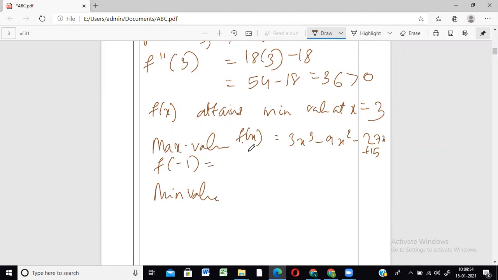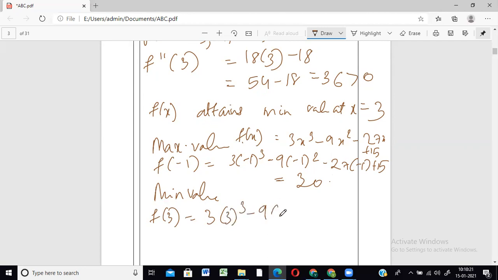Okay, so the maximum value will be 3 into -1 cube minus 9 into -1 square minus 27 into -1 plus 15, and then when you calculate it, the answer will be equal to 30. All right, now what will you do for minimum? Minimum, we know that it is at 3, so we will find out f of 3. Now in f of 3, wherever you have x, we will substitute the value 3. Okay, 3 into 3 cube minus 9 into 3 square minus 27 into 3 plus 15, so on calculating this, you get the final answer: minus 66.